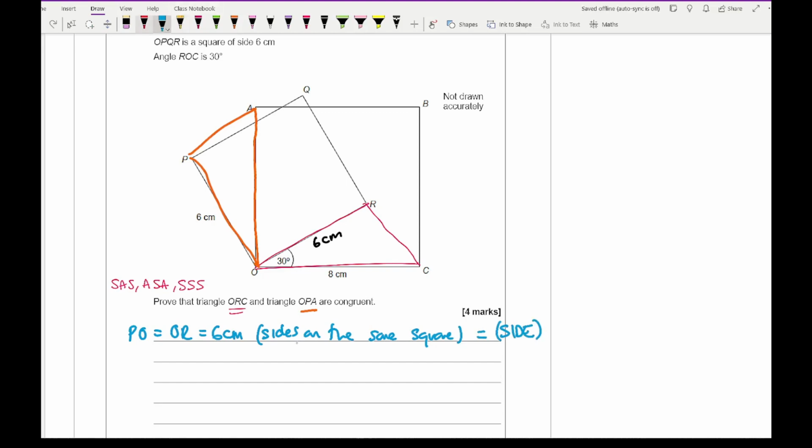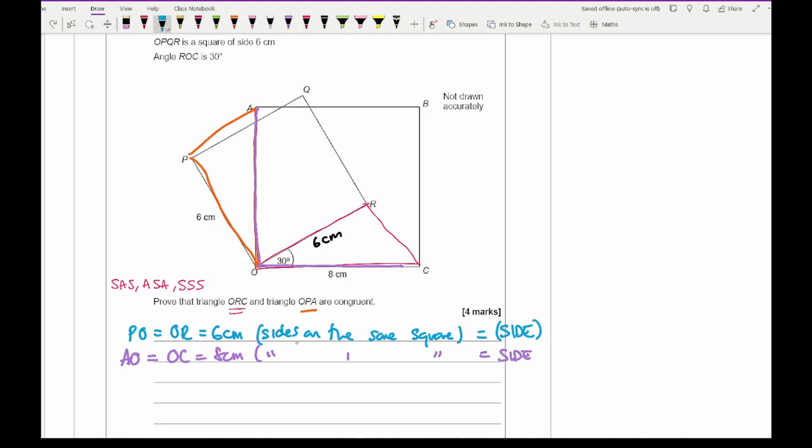Then if I look at the other square, I can see that this length here, which is AO, and OC is 8 centimeters, and again they're sides on the same square. So again, I've proved another side is the same. So the next thing that's left for me to do is to prove angles.